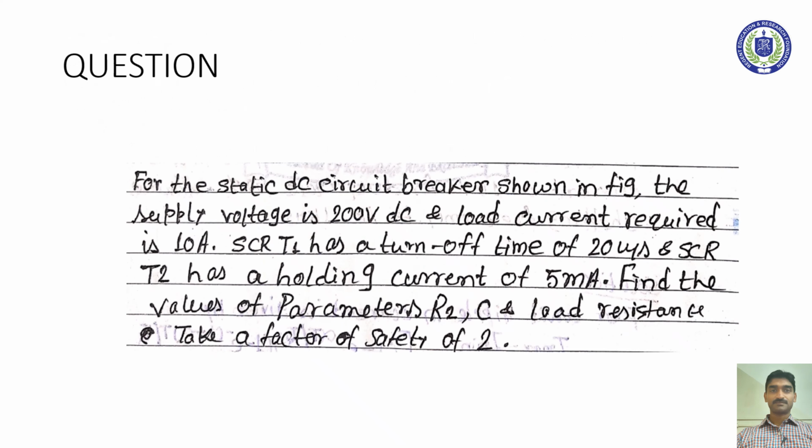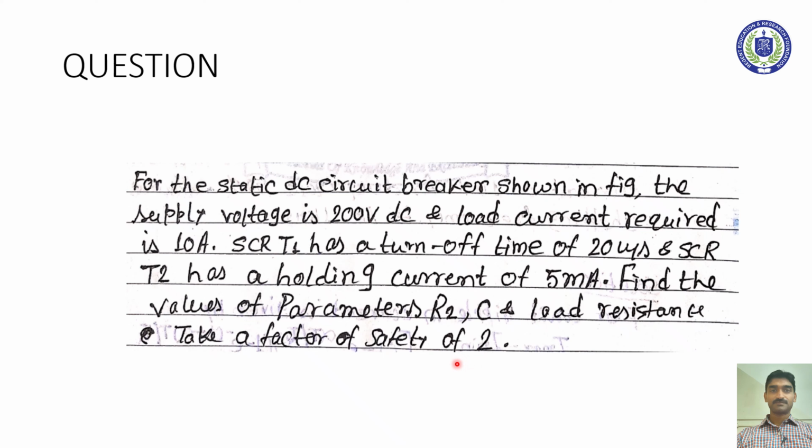Now, as per the question, as you can see, for the static DC circuit breaker, there is a figure. The supply voltage is 200 volt DC and the load current required is 10 ampere. SCR T1 has a turn-off time of 20 microsecond. SCR T2 has a holding current of 5 milliampere. Find the values of parameters R2, C and load resistance. We need to take a factor of safety as 2.